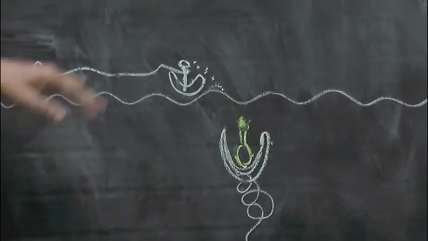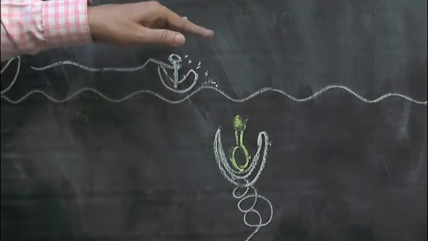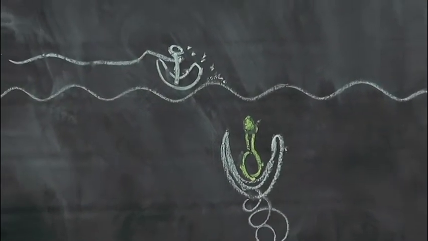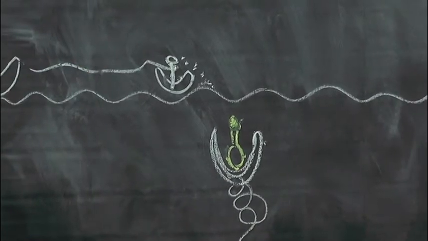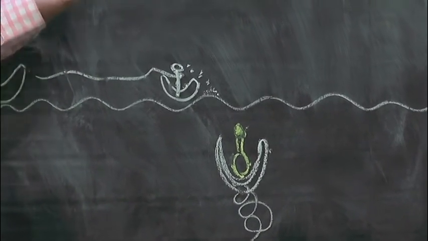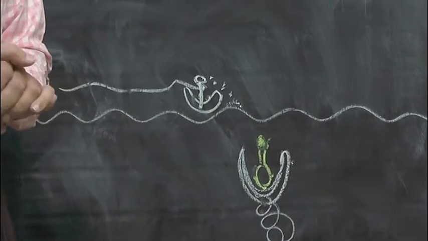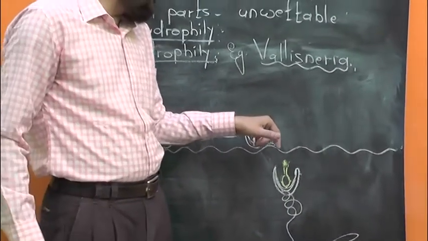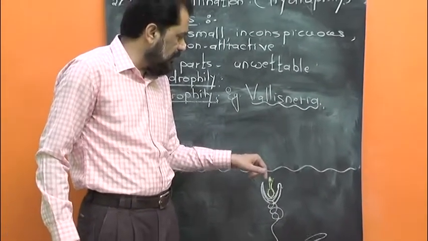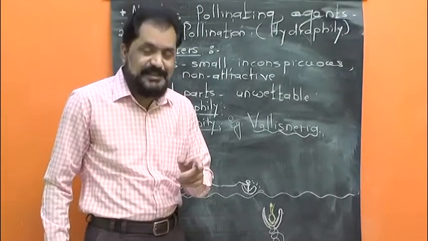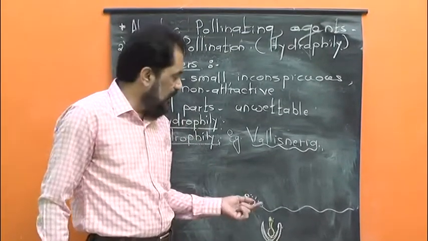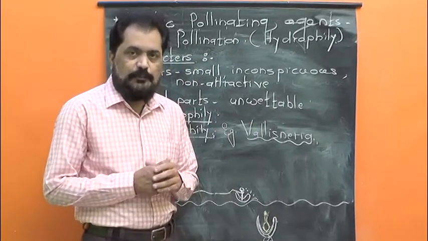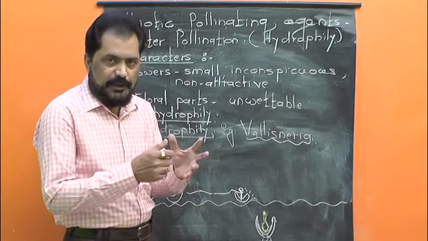Now here the pollen grains attach to the stigma along the surface of water, not below the surface of water, and that's why this type of pollination is called Epihydrophily. Why is this so? Because in Vallisneria the specific gravity of pollen grains is slightly less than the water, and that's why the pollen grains can easily float along the surface of water, which facilitates the pollination.